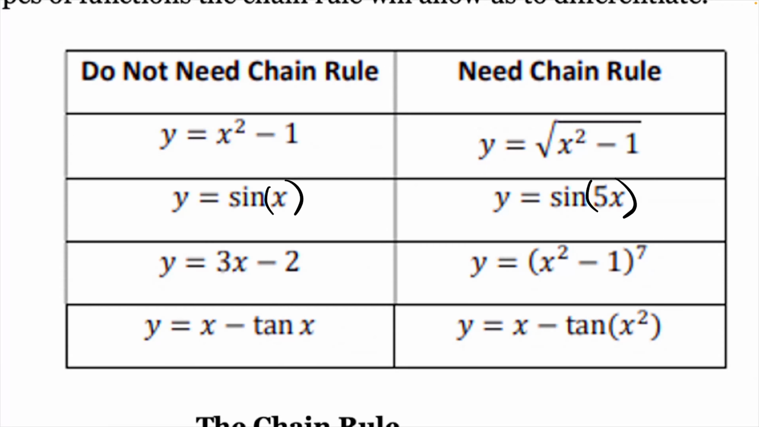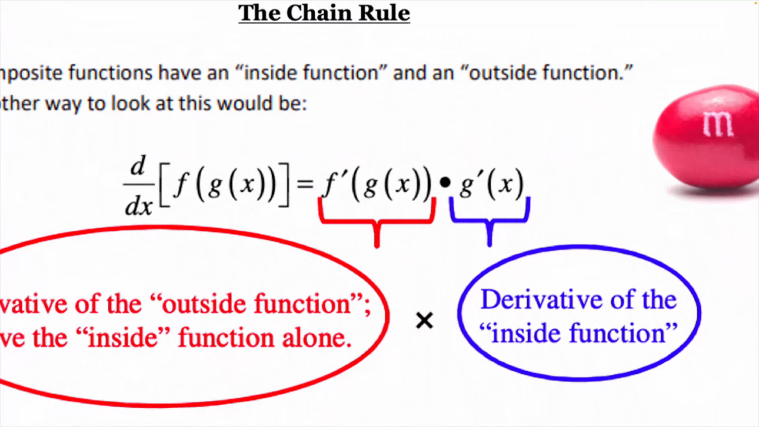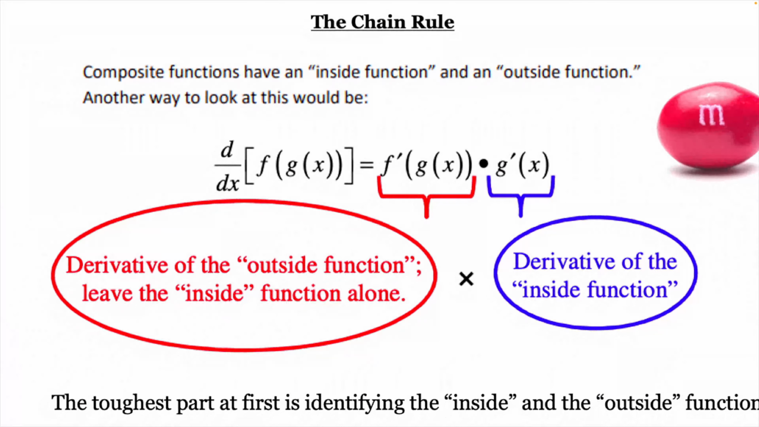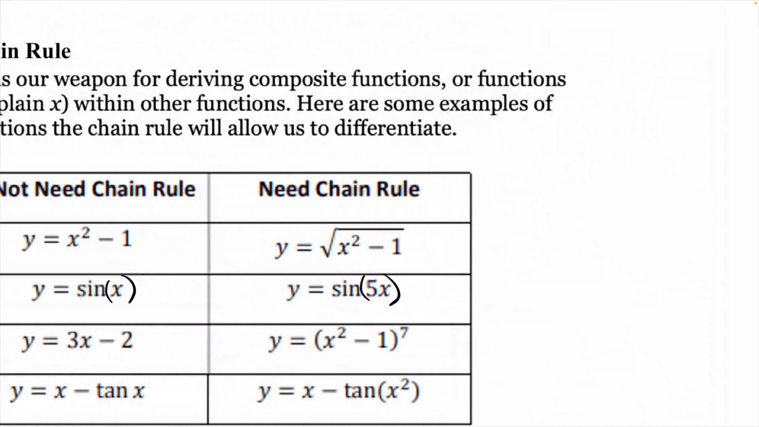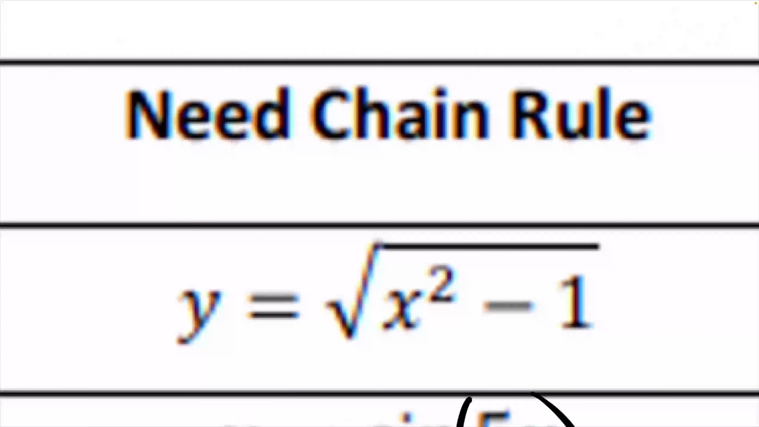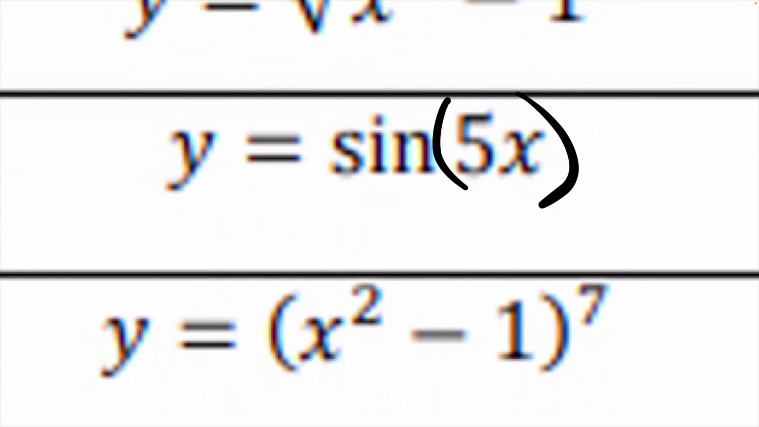Okay? So that's the first thing we're going to do. We're going to work on finding out the layers. So that's what pretty much this says. If you have to find the derivative of what's called a composite function, composite just means you have one function inside of another function, right? X squared minus 1 is inside the square root of x squared minus 1, right? 5x is inside the function sine of 5x, right? That's what I mean by that.